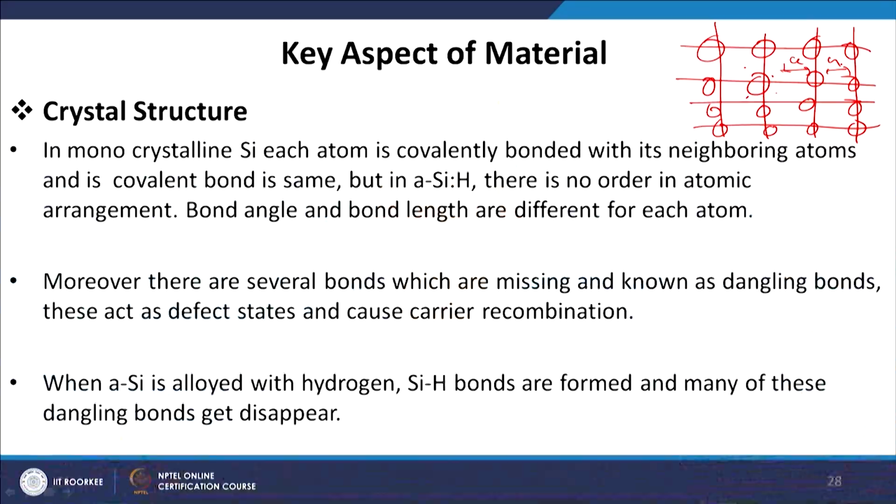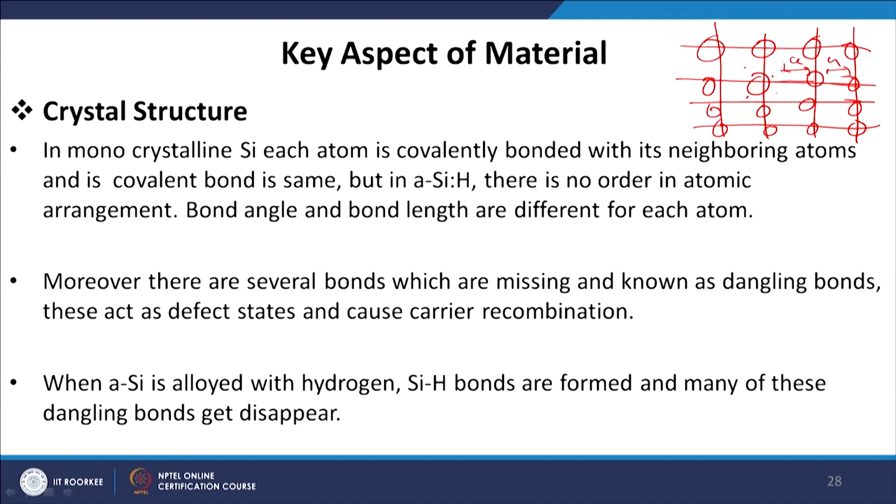But in an amorphous lattice, this crystallinity is destroyed. We do not have a particular relation between the interatomic spacing or the bonding angle of these 2 atoms. Moreover, there are several missing bonds, known as dangling bonds. These are defect states and cause carrier recombination.